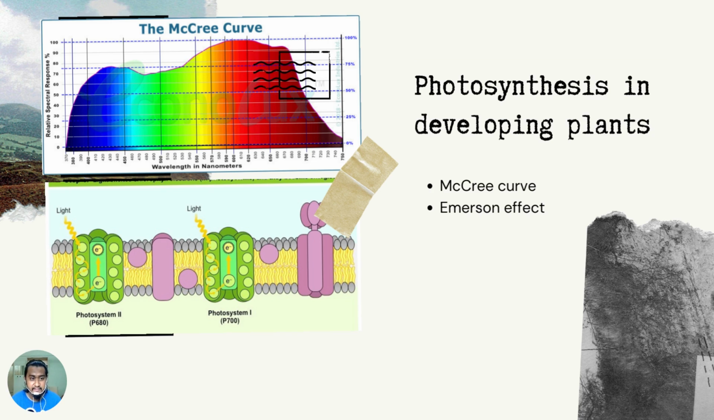To explain this, first, photosystem 2 absorbs light below 680 nanometers, which is red light, and uses it to split electrons from water and send them to photosystem 1. Photosystem 1 then takes the electrons and uses light above 700 nanometers, which is infrared light, to increase photosynthesis. The whole process is called the Emerson effect.